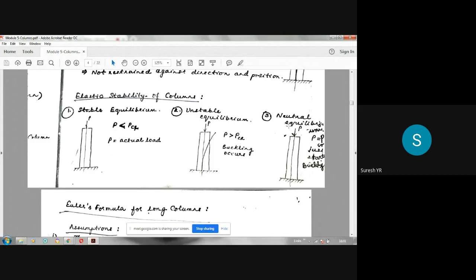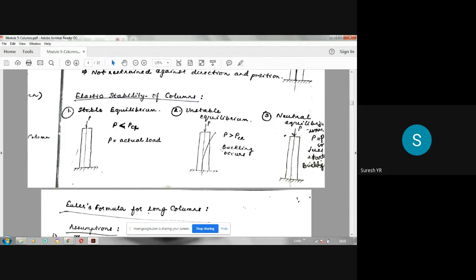Neutral means when they are equal. So when it just starts buckling, it is called neutral equilibrium. Neutral equilibrium means P is equal to PCR. When the actual load acting on the column is equal to the crippling load of the column, then it is called neutral equilibrium.